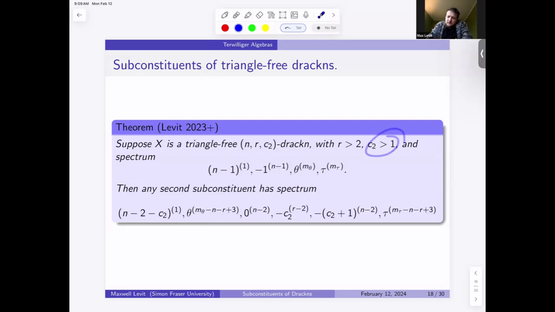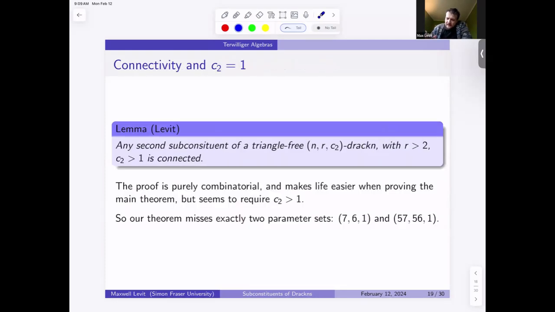In this case, it would be very nice if this also included C2 equal to 1, because the C2 equal 1 drackns are going to be exactly those subconstituents of Moore graph that I described before. The reason I had to do this when I was writing this up is I made my life easier by proving a combinatorial lemma: if I assume that C2 is greater than 1, I can always show that this second subconstituent is connected. Then I know the multiplicity of the largest eigenvalue, and that makes things easier.